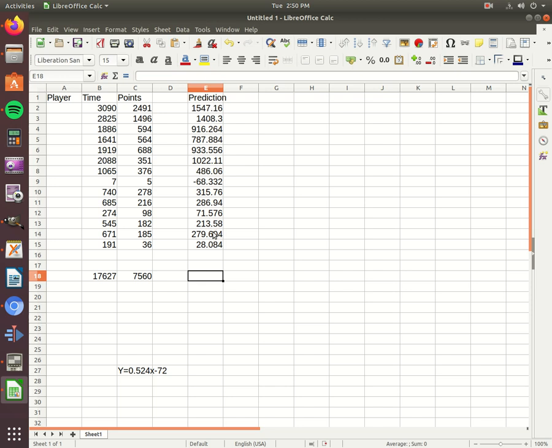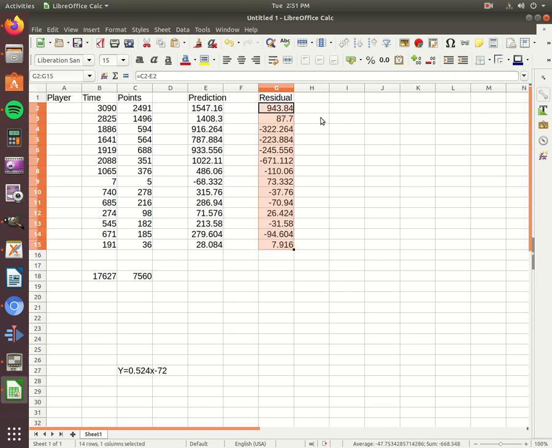Now I'm going to compare my predictions to my actuals, right? So I'm going to get my residual. And if you remember, your residual is nothing more than your actual score, which these are the actual scores, minus your predicted scores. So here are all my residuals, right? And this is obviously doing it for me.